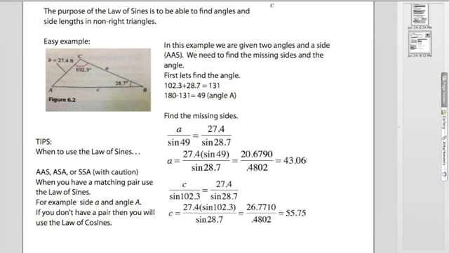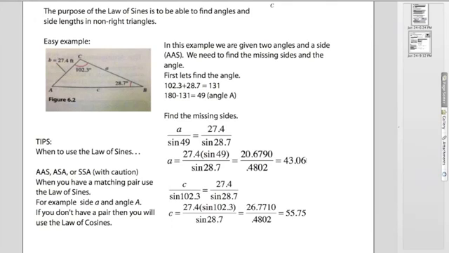Okay, but bottom line, if I have a matching pair, in other words, in this problem we had side length B and angle B. If I have a matching pair, automatically I can use the law of sines. If I don't, then I'm going to be using the law of cosines.